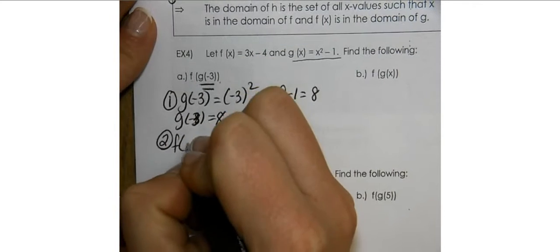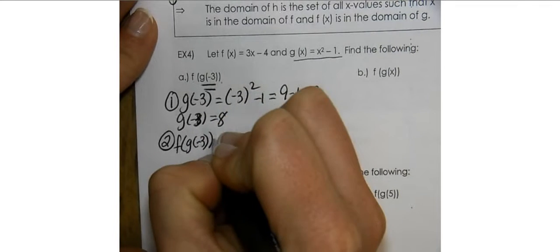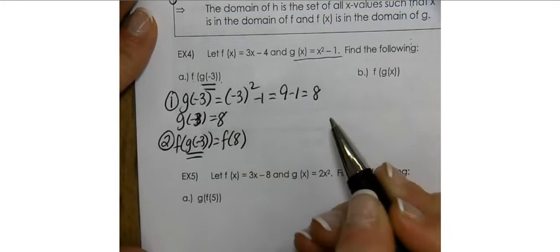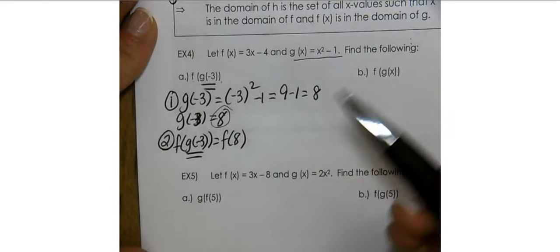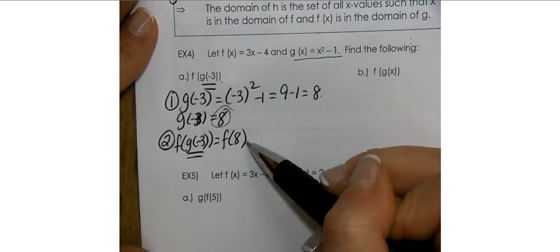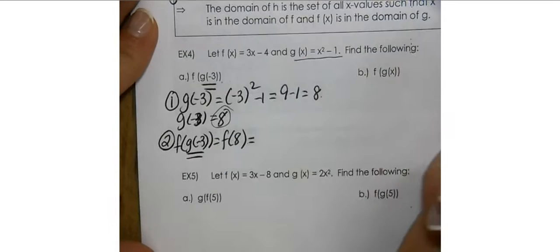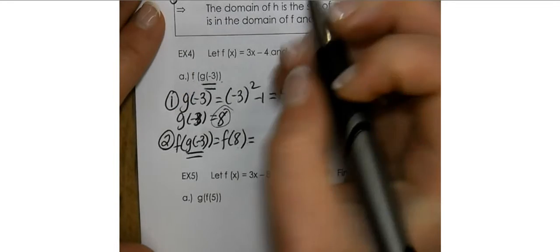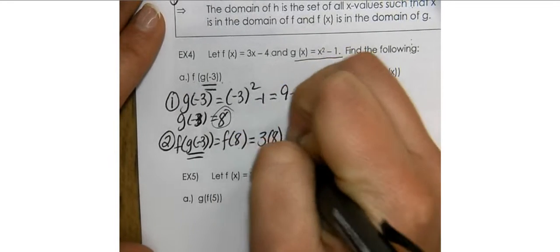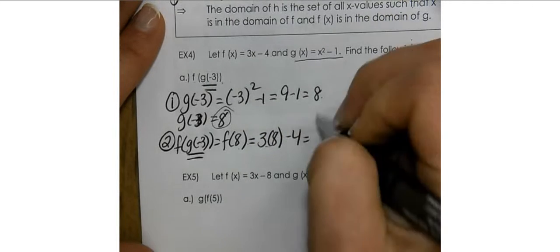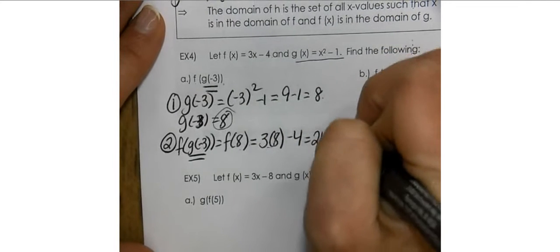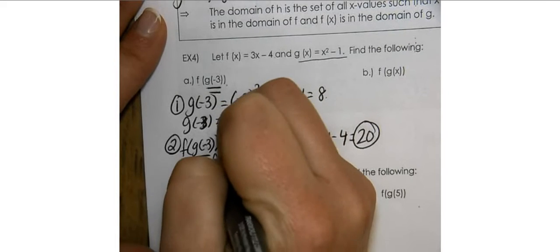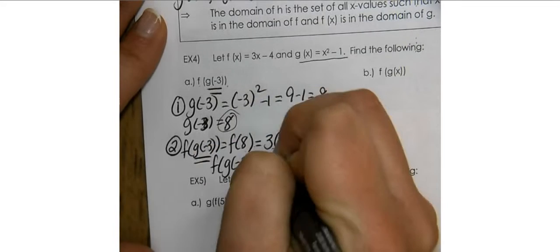Now that I know what g of negative 3 is, I can say that f of g of negative 3 is equal to f of 8. I just replaced g of negative 3 with the answer I found in step 1. So f of 8 means I'm going to substitute 8 into my f function. I'm going to write 3 times 8 minus 4. 3 times 8 is 24, and 24 minus 4 is equal to 20. And that is our answer. So f of g of negative 3 is equal to 20.